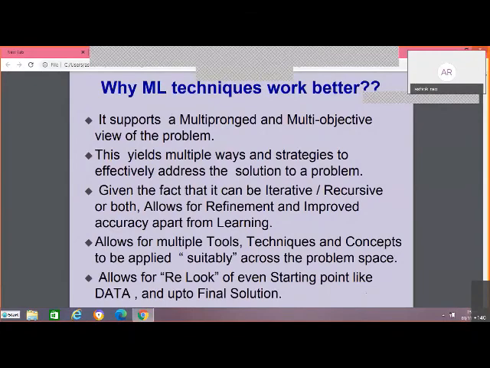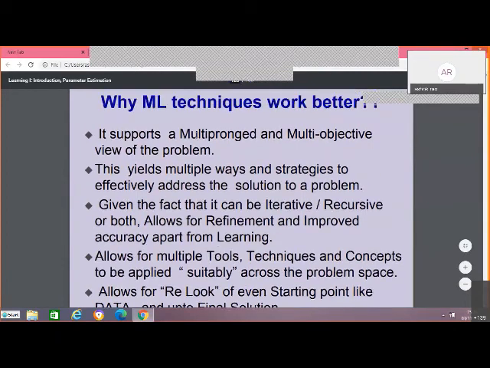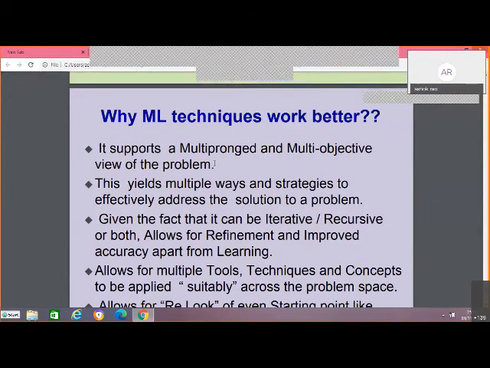It's true. Why does the ML technique work so well? It supports a multi-pronged and multi-objective view of the problem, not just a single view. Which means you want to reach the house somewhere in some locality. You may not be interested initially in looking at the shortest path. Normally, when you search for something, backtracking is more efficient because you know how to get back to where you were. That is the shorter path. Whereas the first time you search is a longer path, because your objective is to locate a house or whatever.